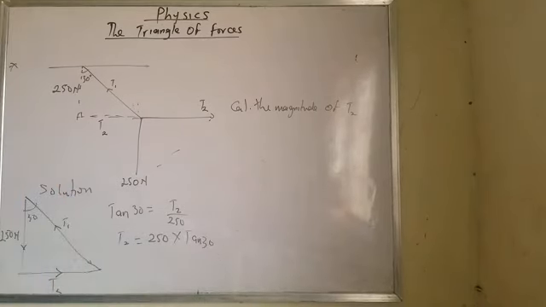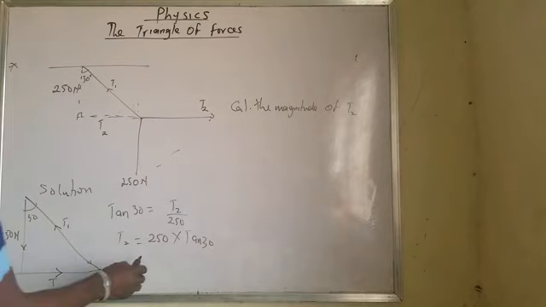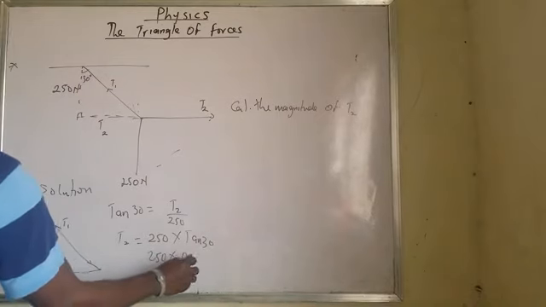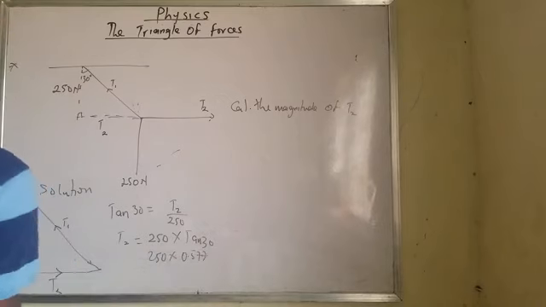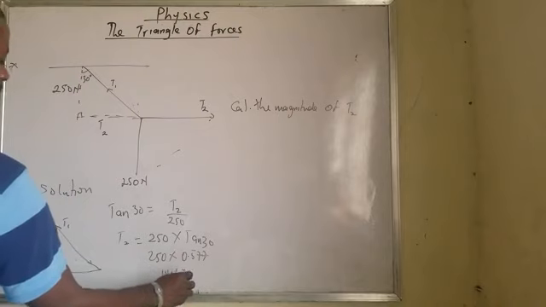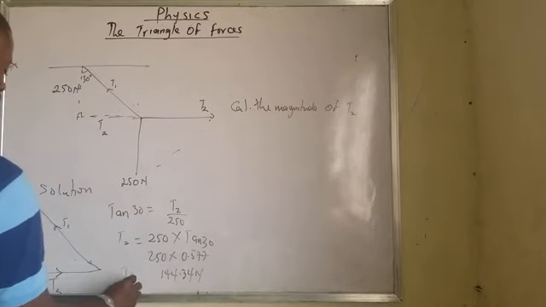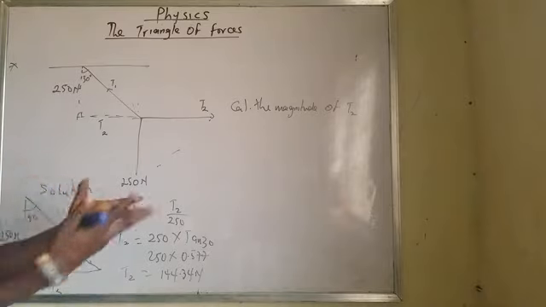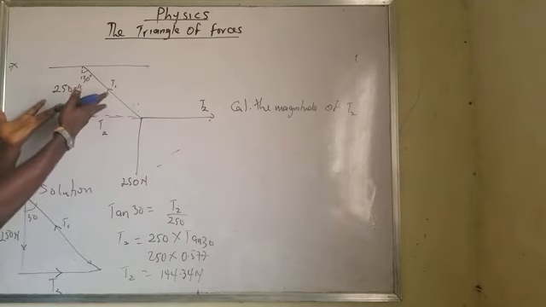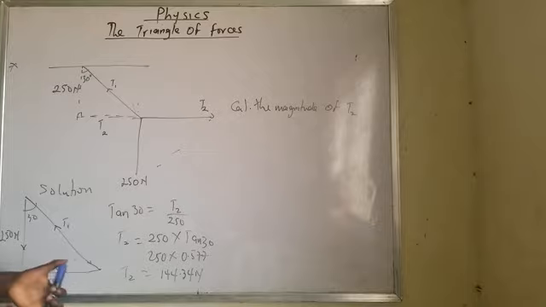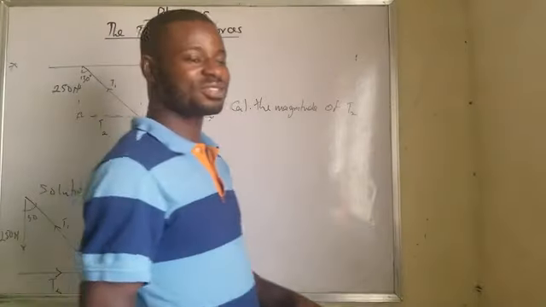Which I'll be having 250 multiplied by 0.577, which gives 144.34 Newton. That is my T2. Can you see? That is all about that. I'm just showing you the easiest way, with the help of the diagram given to me. You can see triangular force is very simple.